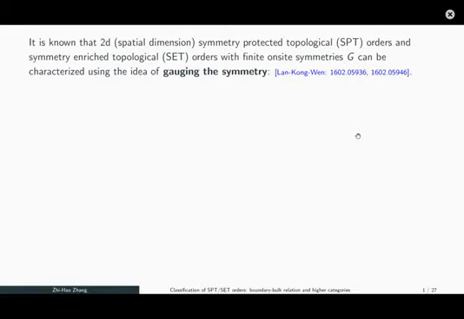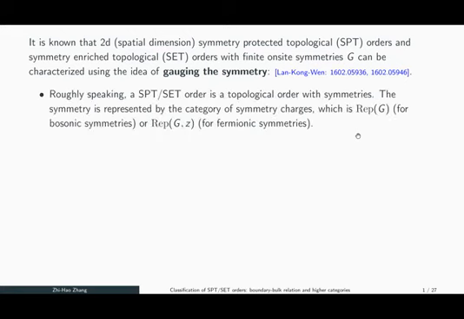In the last week, we have talked about the classification of 2D spatial dimension symmetry protected topological orders, and symmetrically enriched topological orders with a finite onsite symmetry G. And we used the idea of gauging the symmetry to classify these SPT and SCT orders. Now we are going to briefly review the basic ideas. Roughly speaking, SPT or SCT order is a topological order with symmetries. The symmetries are represented by the category of symmetry charges, and they form the category Rep G or Rep GZ2f.